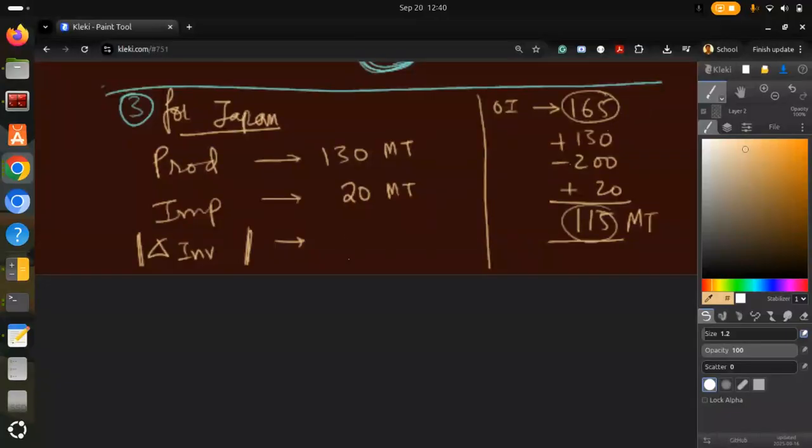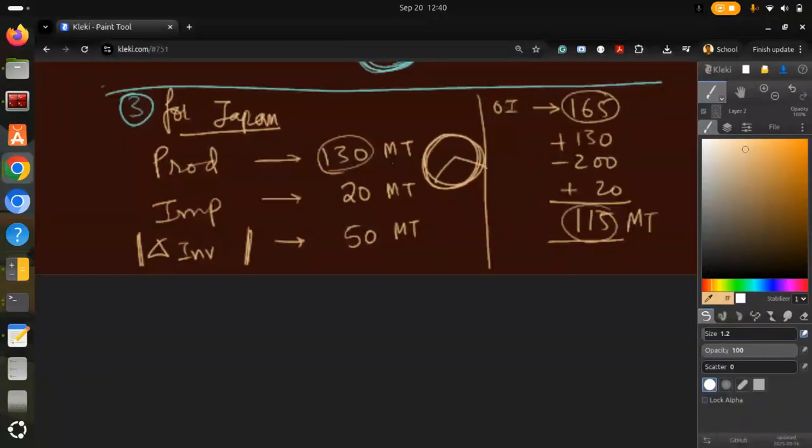165 minus 155, that is 50 metric ton is the closing inventory. Now, the concept is we are going to draw a pie chart. If a pie chart is drawn, what is the angle taken by the production in that pie chart? So it looks like it is the majority only.